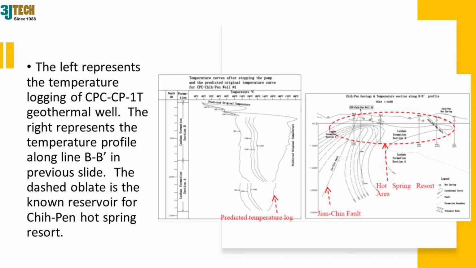It could be seen that the temperature from the logging data decreased starting from about 250 meters. The dashed oblate was interpreted as the shallow reservoir for the well-known Chipen Hot Spring Resort. At the right-hand side of the oblate, there is no hot spring resort. The shallow hot water was said to come from Jianchin Fault as shown on the right-hand side of figure.